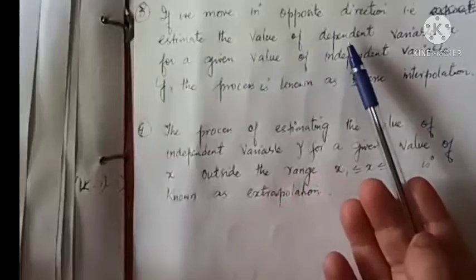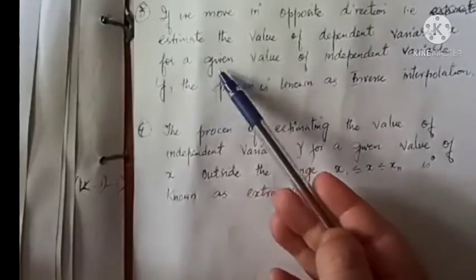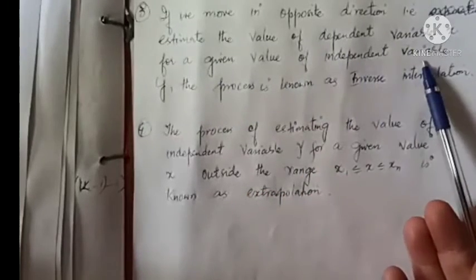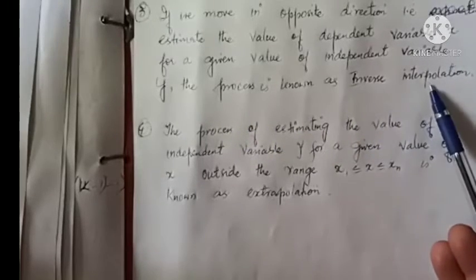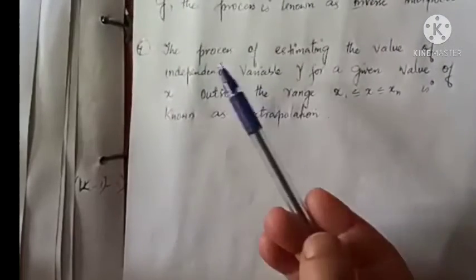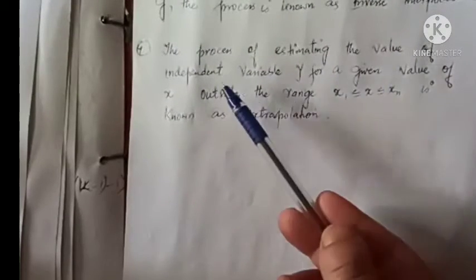And if we move in the opposite direction, that is, estimating the value of independent variable x for a given value of dependent variable y, the process is known as inverse interpolation. And the process of estimating the value of dependent variable y for a given value of x outside this range is known as extrapolation. Okay, these are all the definitions.